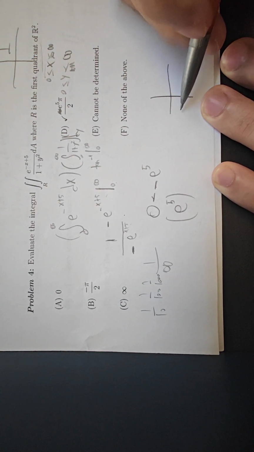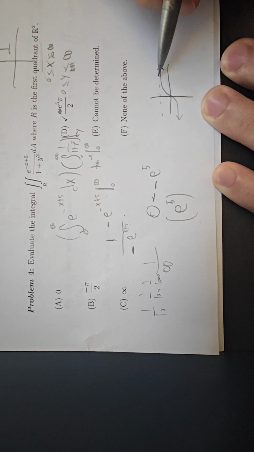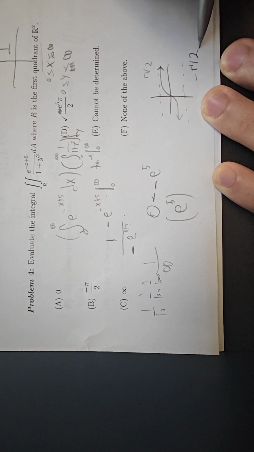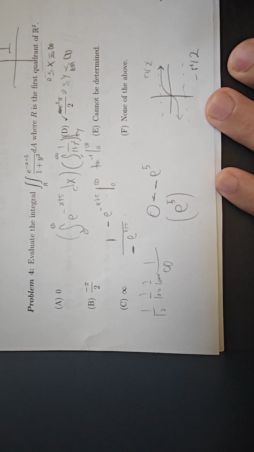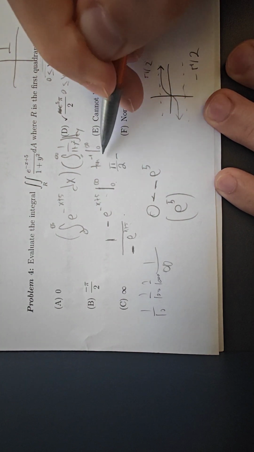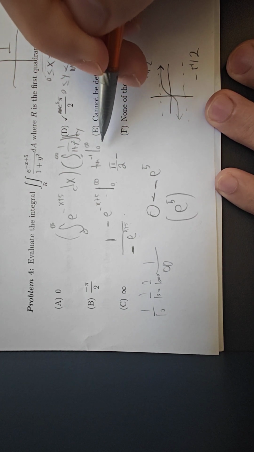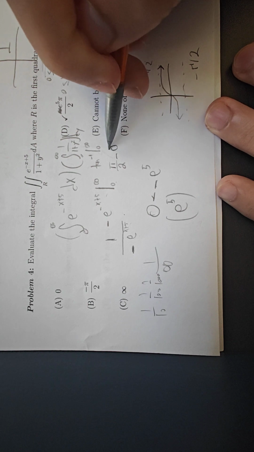if you were to graph it, it looks something like this, where there's asymptotes at pi over 2 and negative pi over 2. So as arctangent goes to infinity, it goes to pi over 2. And subtract that from the arctangent of 0. Where is arctangent 0? At 0, so minus 0.